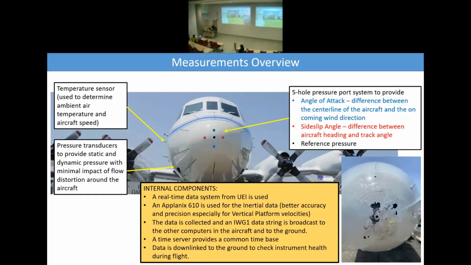Basically what we have is that on the nose of the airplane, we have a 5-hole port that gives you your impact pressure, and then the ones in the vertical will give you an angle of attack calculation, differential pressure, and the ones horizontal will give you your side slip angles.